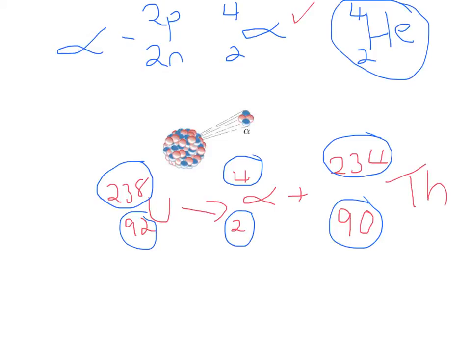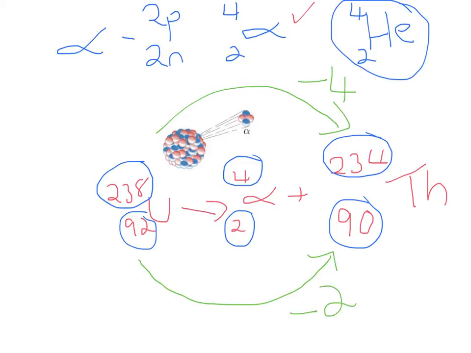Okay, so if we have alpha emission, then the mass number goes down by 4, and the atomic number goes down by 2.